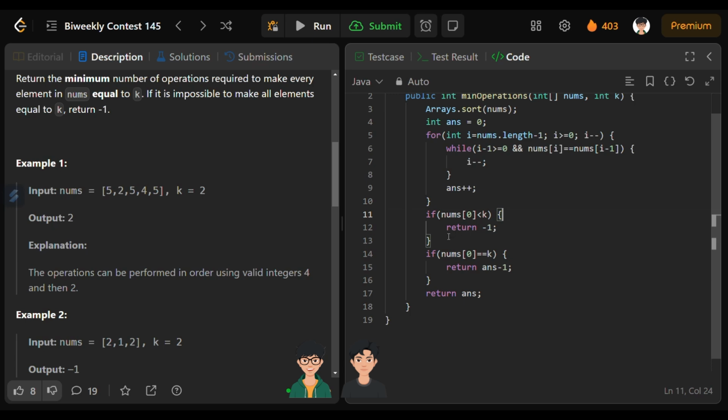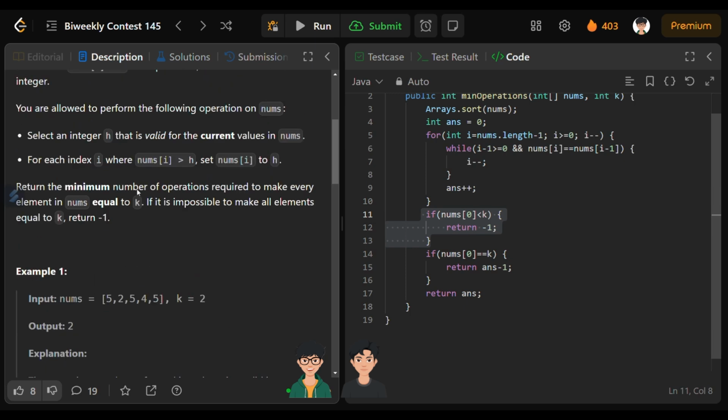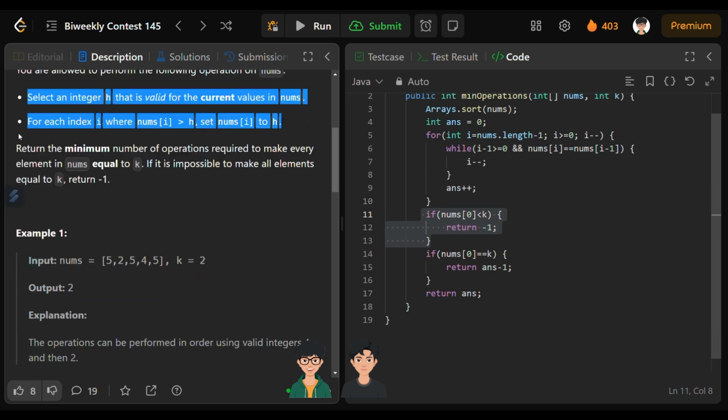And there will also be one condition: if nums[0] is less than k. Let's suppose here there was 1. At last, what would happen is you have to make all the elements 1. The minimum number is the one all the elements would become equal to. If that number is 1, then all the elements would become equal to 1 if we apply these operations.